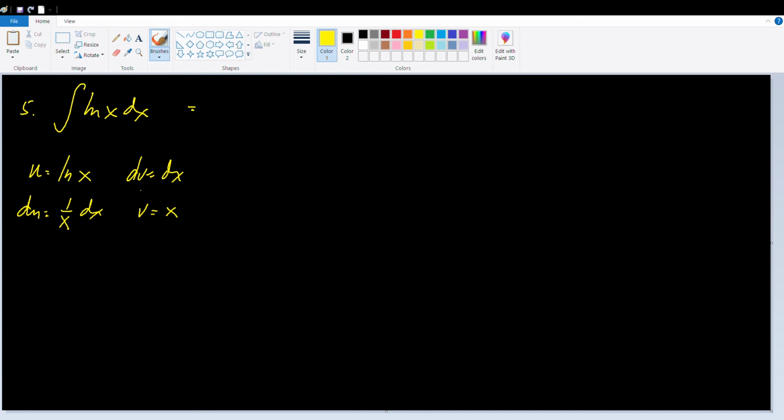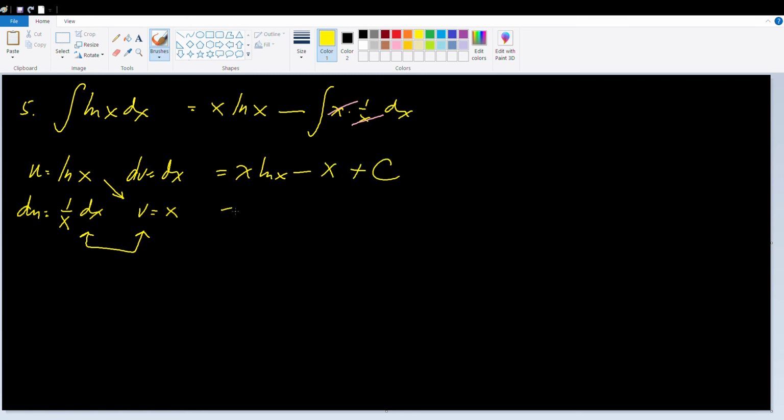So u times v, just multiply u and v, that will be x ln of x. Then minus, you multiply these two, integral of x times 1 over x dx. But of course, we can cancel the x here. So x ln x minus the integral of dx, which is x, plus c. Right? So you can factor x ln x minus 1 plus c. Okay?